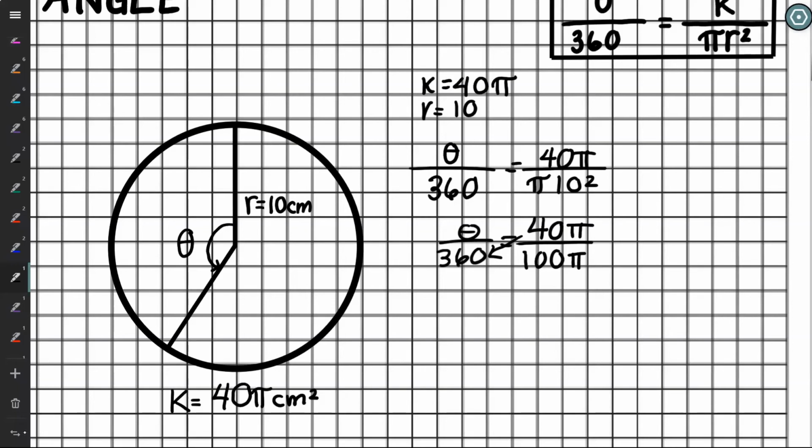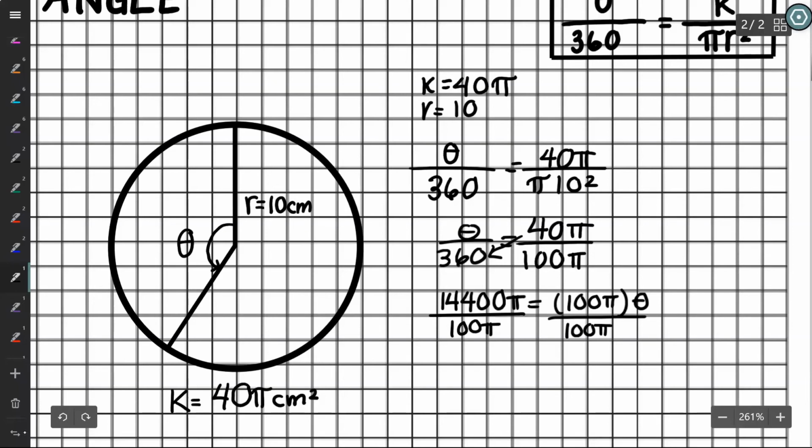It's going to give me 14400 pi equals 100 pi times theta, and divide by 100 pi on both sides. And this is really easy. We're just going to cancel out these zeros and cancel out the pi, and we get 144 degrees equals theta. You can put that in your calculator if you want to. You don't have to. Our zeros cancel and our pi's cancel. And our answer is 144 degrees.